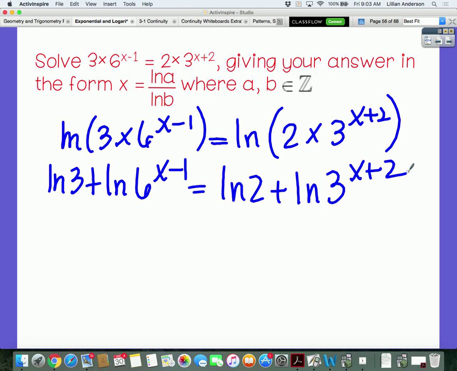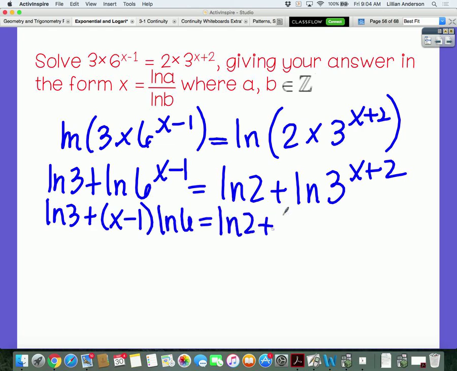Bring the exponents down, just like we did before. Yes, there's an extra ln of 3 and there's an extra ln of 2, but we still do the same process. Bring the exponents down. That's why we took the natural log in the first place. We're trying to get our variable out of the exponent. We just have a few extra numbers.